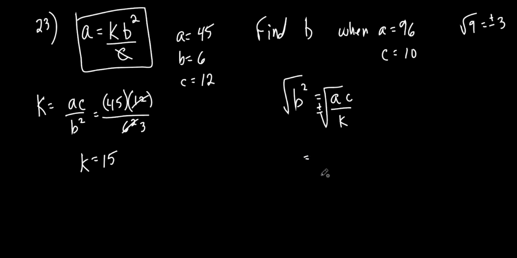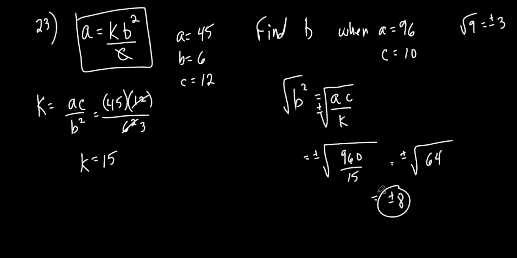Now, let's plug the numbers in. So you've got a big old square root, plus or minus. You've got A times C. So it's what? 960, correct? Divided by K. K is 15. And that gives you, I don't know, it just works out to be, well, probably 64. I'm sure it's 64 because the answer is 8. All right, so plus or minus. So what would that be? Plus or minus 8. So that is what B is equal to.